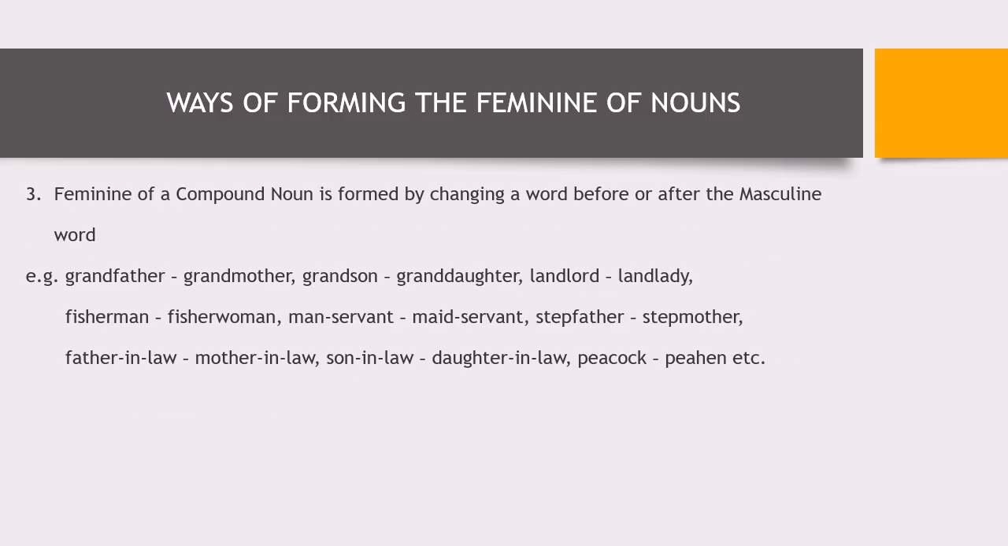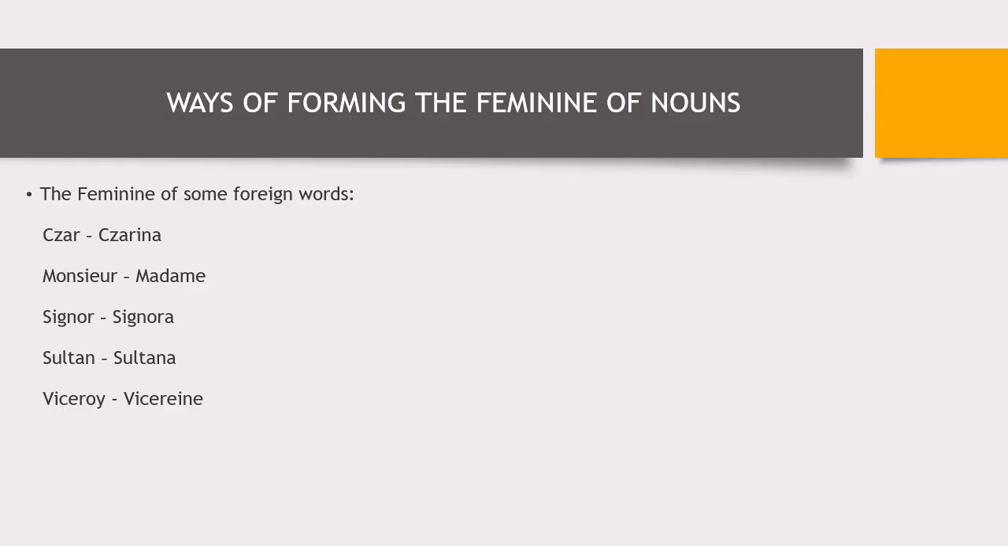Ways of forming the feminine of nouns. 3. The feminine of a compound noun is formed by changing a word before or after the masculine word. For example: grandfather, grandmother; grandson, granddaughter; landlord, landlady; fisherman, fisherwoman; manservant, maidservant; stepfather, stepmother; father-in-law, mother-in-law; son-in-law, daughter-in-law; peacock, peahen, etc.